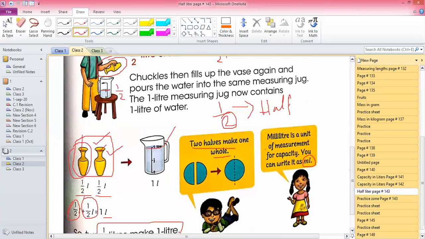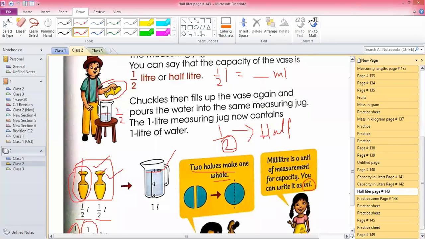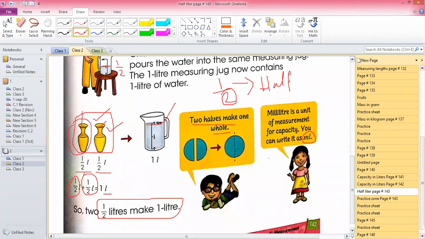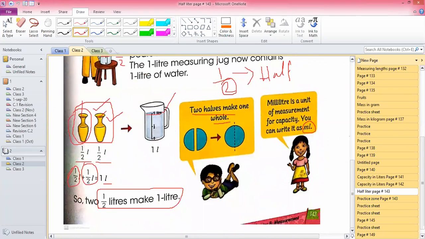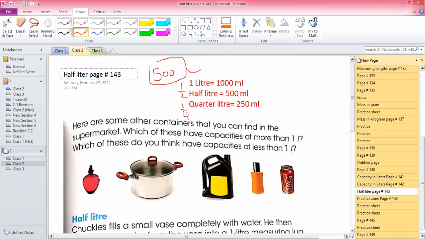You know about the half liter as well. When you put a liquid into a liter jug and it reaches up to half, that means it is half liter. So half liter plus half liter is equal to 1. That means if you put water into a half liter vase and pour it 2 times into the liter jug, that will be exactly equal to 1 liter, because two halves will always make one.